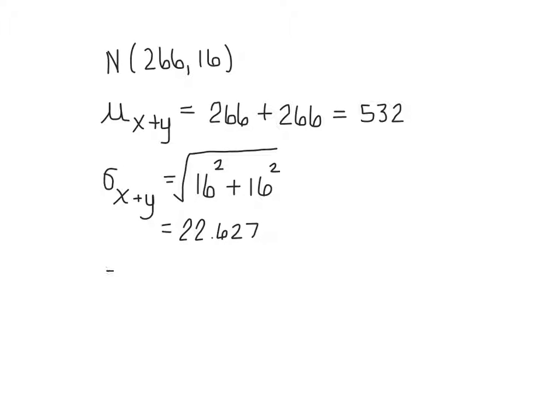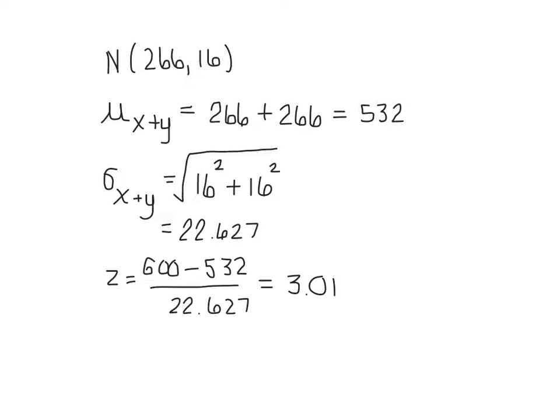Now we can find our z-score for the sum of the lengths of those pregnancies to be more than 600. So our X is 600 minus our mean, which we now know is 532, divided by our standard deviation, which we now know is 22.627. We get a z-score of about 3.01. And then, of course, if we go to Table A, we can determine the area below a z-score of 3.01.